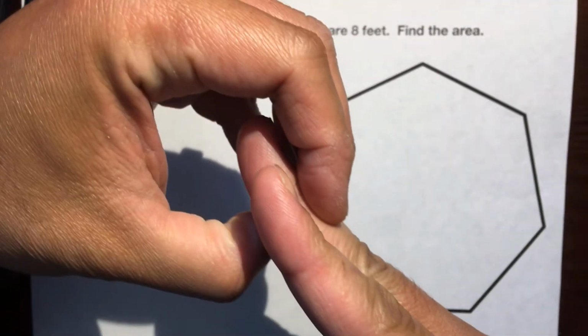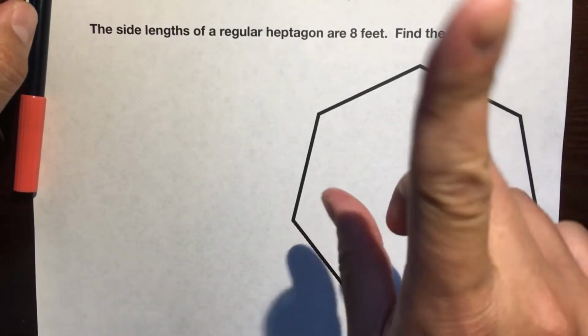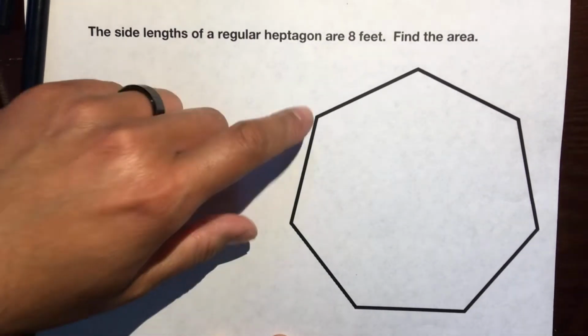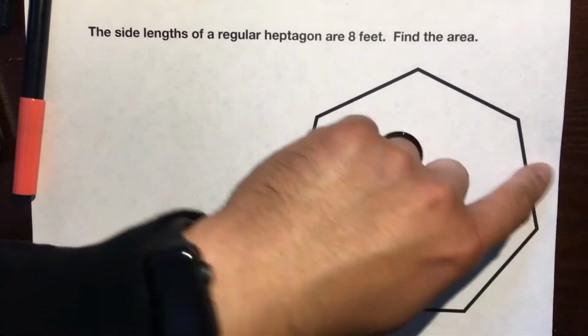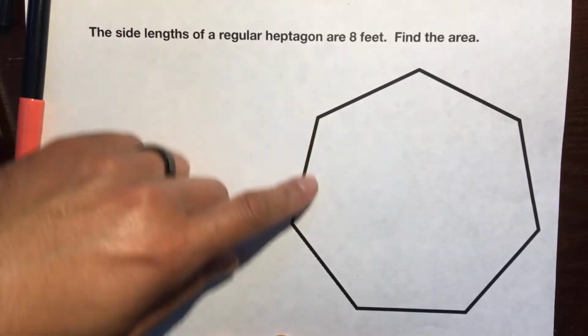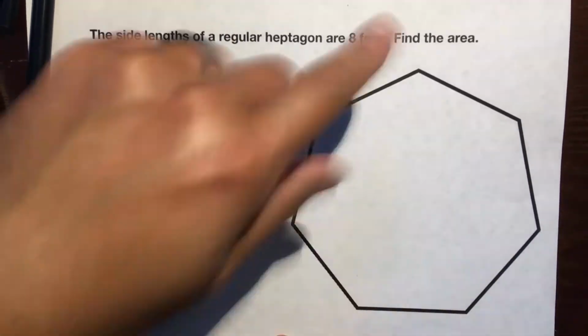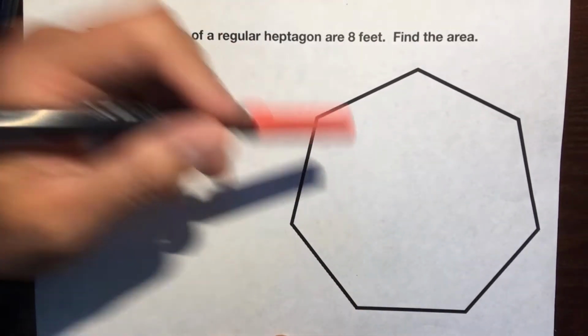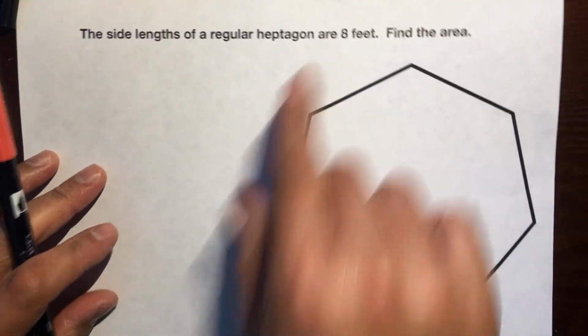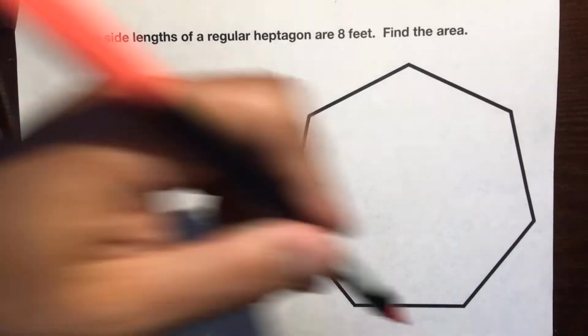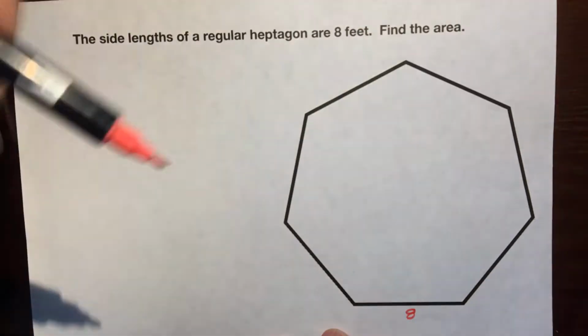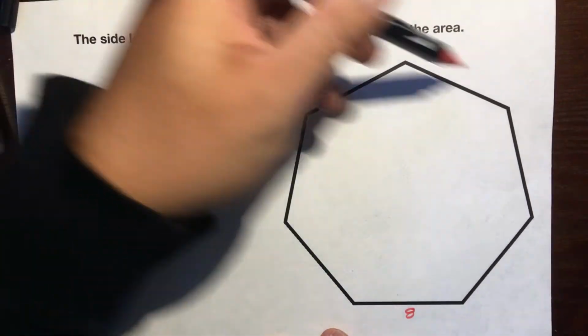Hello, this is Mr. Kinyanola, and I'm going to show you how to figure out the area of this 1, 2, 3, 4, 5, 6, 7 heptagon. So how many squares fit inside of this heptagon when every side is 8 feet? So let's put an 8 in there. It's regular, so all these sides are 8.